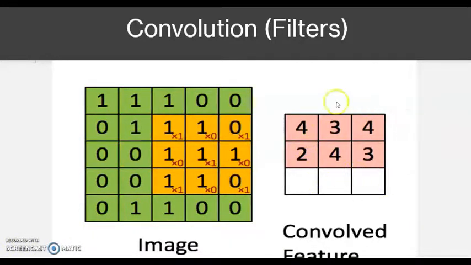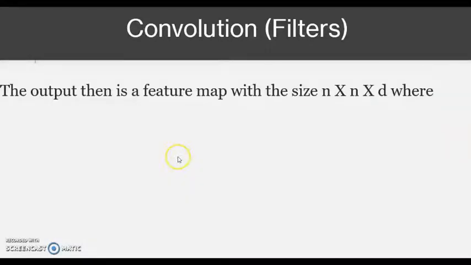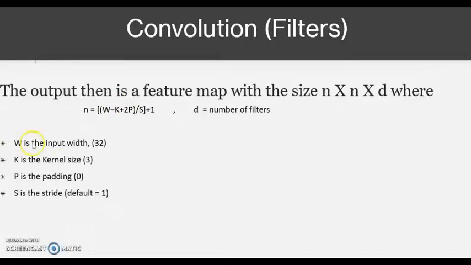The output, the feature map, is going to be with the size n by n by d, where n is given from this formula, and d is the number of filters applied to the image. Okay, so let's have a look at all these parameters. w is the input width of the image, or any input to any convolutional layer, k is the kernel size, p is the padding.